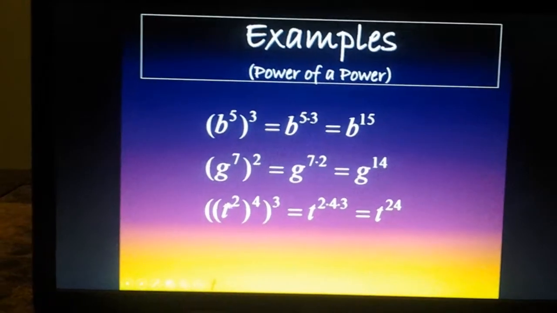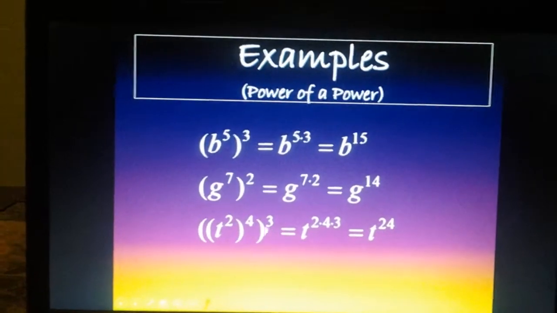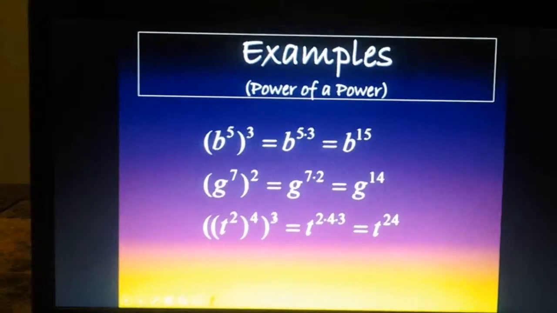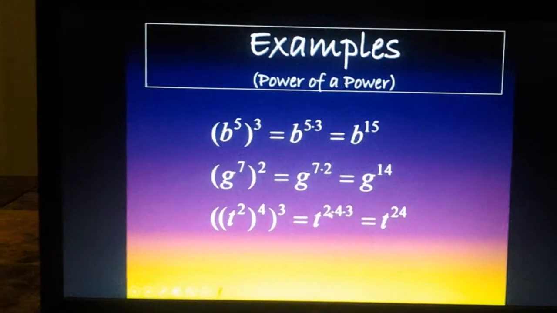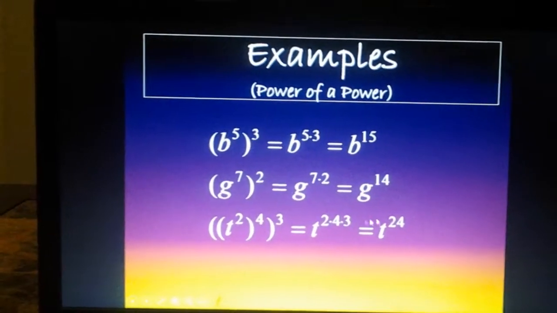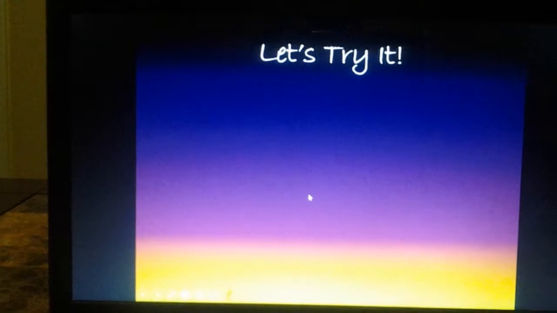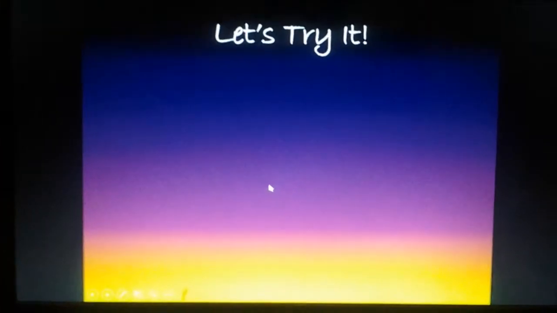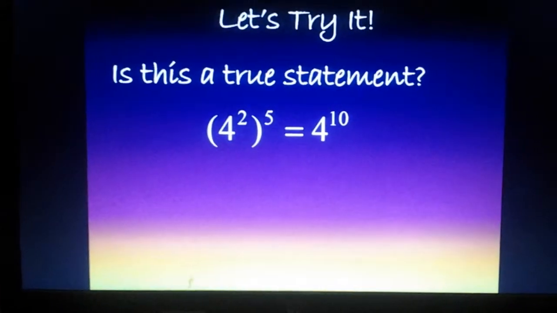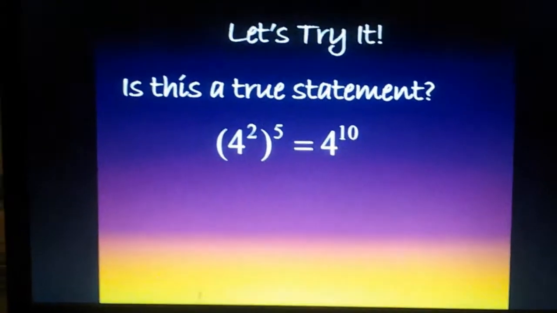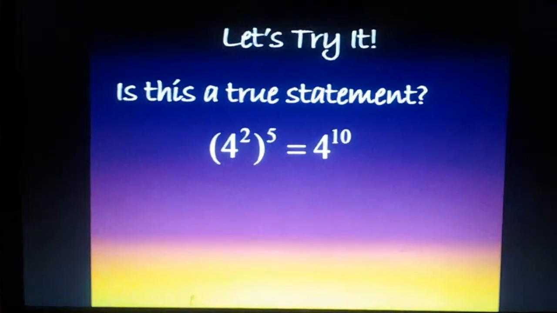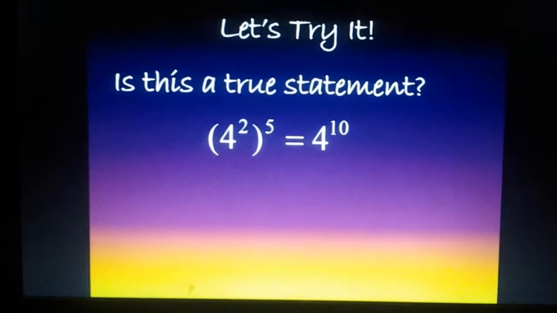Now, I'm going to talk about this last one. It has two sets of parentheses, but notice the only base there is t. You still have to multiply these across. So 2 times 4 times 3 is equal to 24. Let's try it. Is this a true statement? Thumbs up again, thumbs to the side, or thumbs down. If you have your thumbs up, that is a true statement.